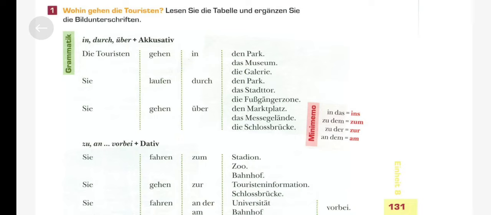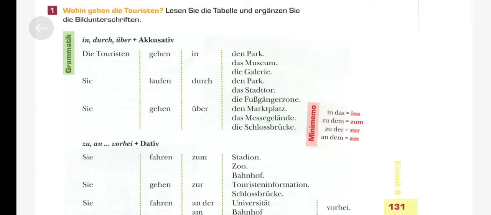And the next is, sie laufen durch den Park. Durch means through. You can see she runs through the park. When you go through something, through the park, like that. Sie laufen durch das Stadttor. Sie laufen durch die Fußgängerzone. Fußgängerzone means the walking path, like the pedestrian zone. Next is, sie gehen über den Marktplatz. Sie gehen über das Messegelände.